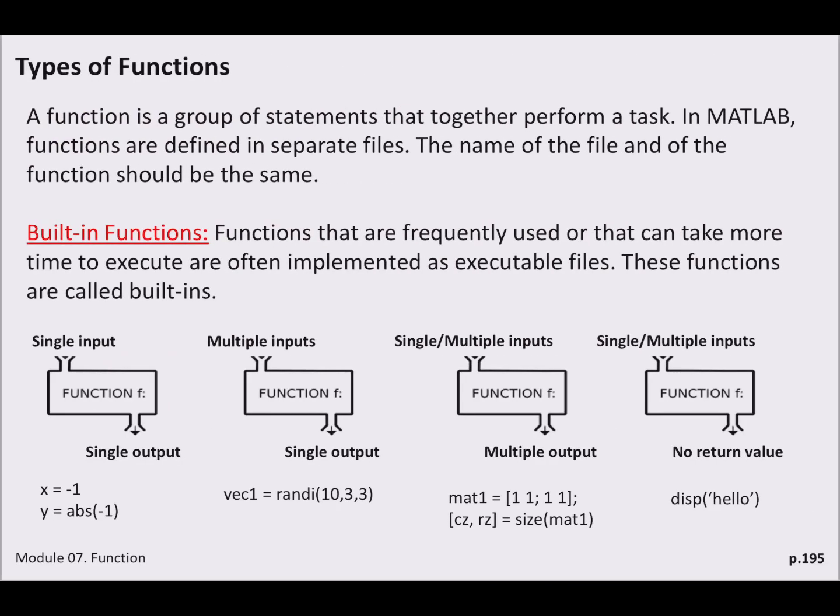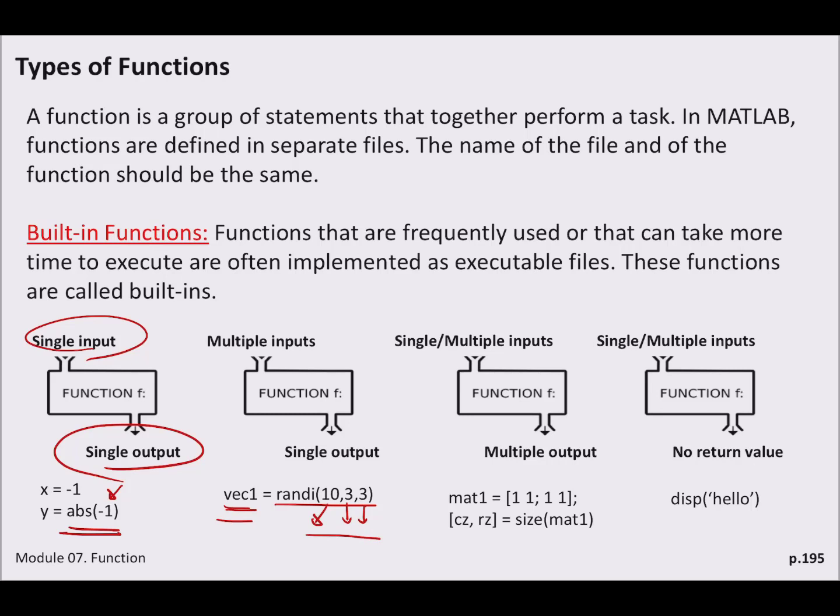There are various types of functions. You can design a function like a single input and single output. For instance, the absolute function accepts one single numeric value, and the output is one single value. Or multiple input and single output. It's like randi, which randomly generates a vector. In that case you need to put in the range and size, right? In this case, multiple inputs and one output.